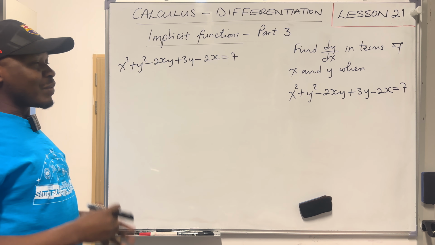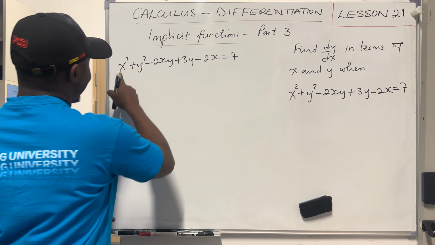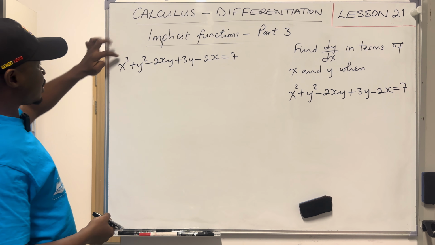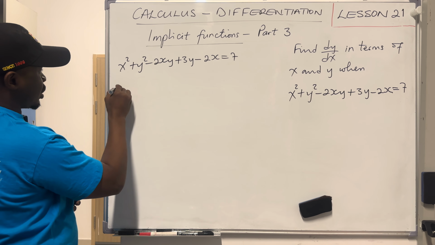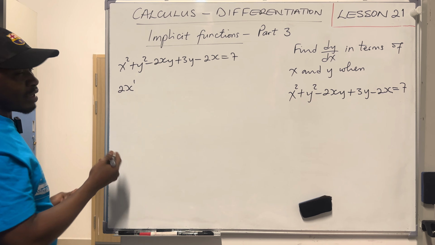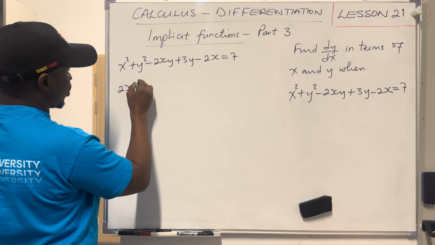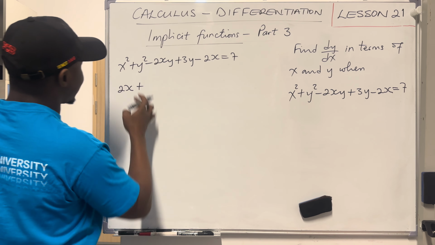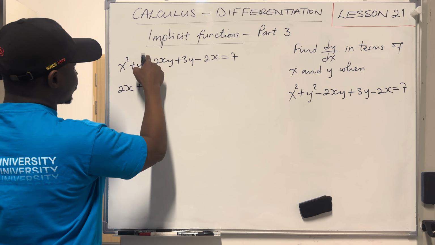Okay, so now that we know this one is an implicit function, there is something we have to do that we don't do in normal functions. This is x squared. X squared is just as usual. We bring down the power and multiply by the coefficient. Here is 1, so 2 times 1 is 2. Then the power minus 1, there will remain 1, but it's not necessary to write 1. Plus y squared. Y squared, the same thing. 2 times 1 is 2, 2 minus 1 is 1.